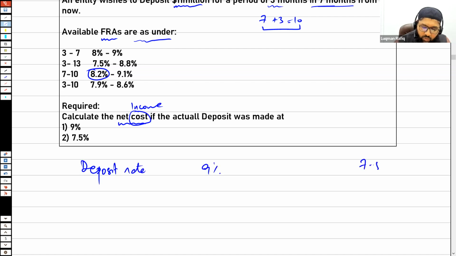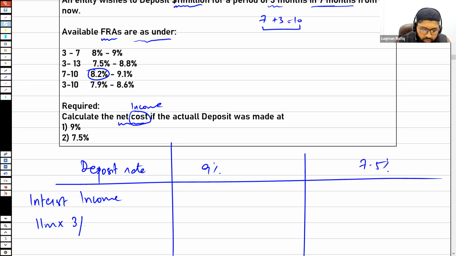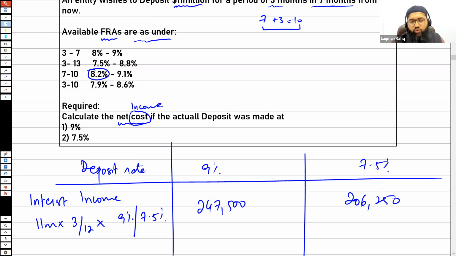One of the deposit rates is 9%. One of the deposit rates is 7.5%. So the interest income is going to be 11 million multiplied by 3 upon 12 multiplied by 9% and 7.5%. Because in one place it's going to be 9%, in one place it's going to be 7.5%. So it's actually going to be 247,500. And it's going to be 206,250 here.